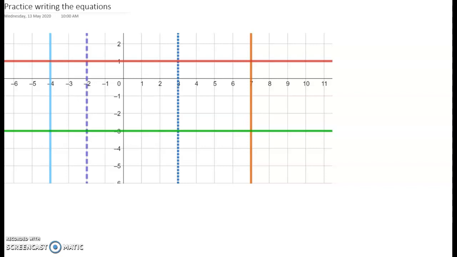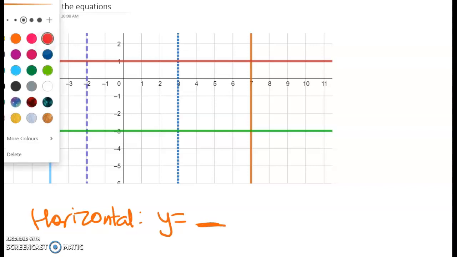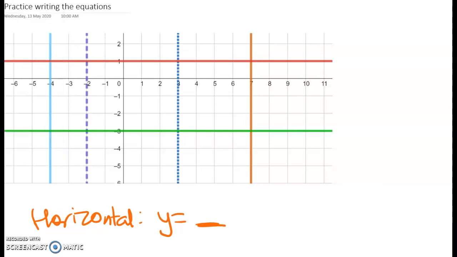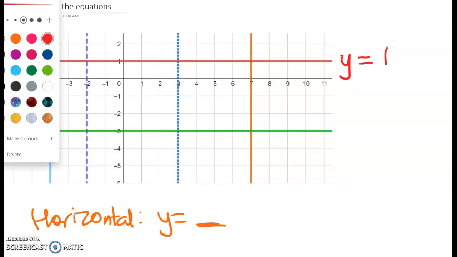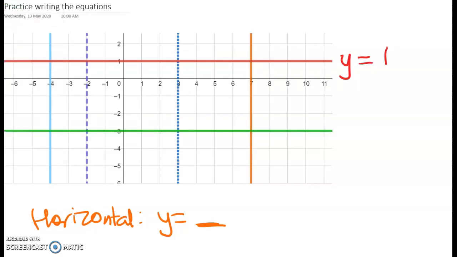Let's start with the horizontal lines. And the horizontal lines have the form y equals some number. So the red line, or I suppose I could try and do it in the right colour, couldn't I? The red line has the equation y equals 1. The green line here has the equation y equals negative 3.